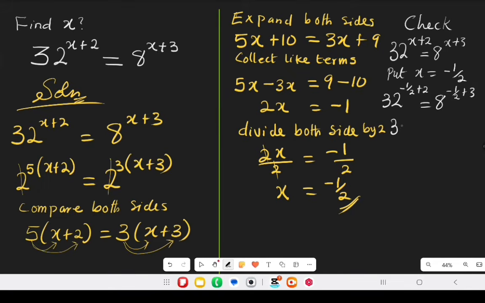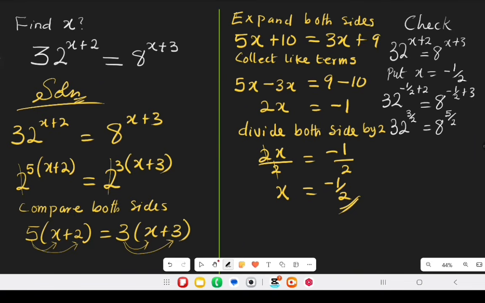Then minus 1 over 2 plus 2 will give us 1 1/2. When we remove half from 2, remaining 1 1/2. 1 1/2 is expressed as 3 over 2, equal to 8 raised to the power of, when we remove half from 3, we have 2 1/2. 2 1/2 is expressed as 5 over 2.